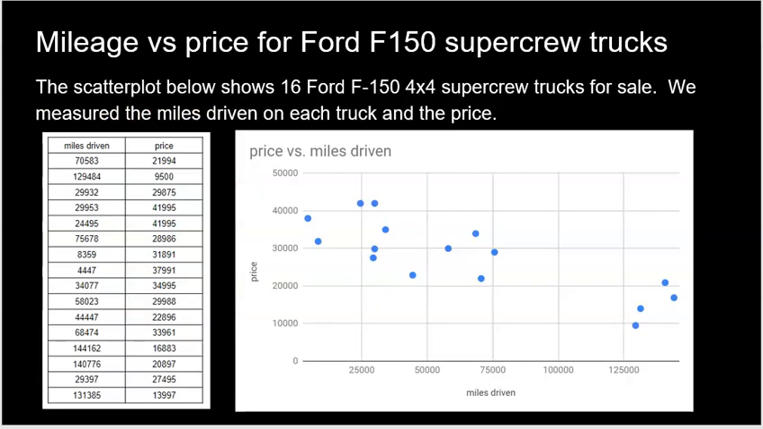All right, so let's look at a solid example here. In this example, we looked at 16 Ford F-150 4x4 SuperCrew trucks that are for sale. For every truck, we looked at how many miles were on that truck, how many miles that truck has driven, and then we looked at the price that truck was selling for. So we have 16 values here, and I already went ahead and made a scatter plot for you.